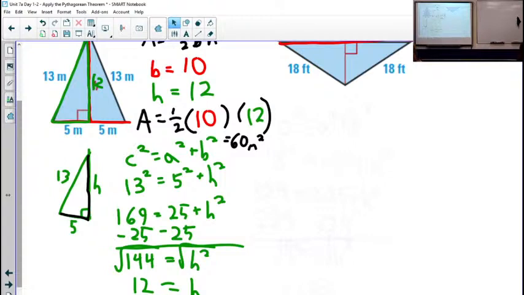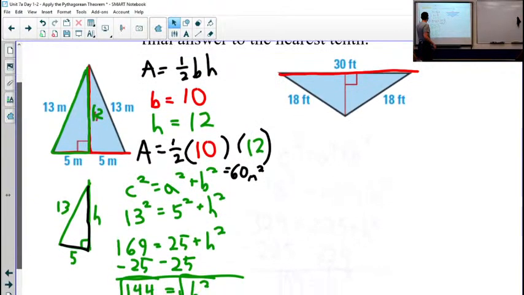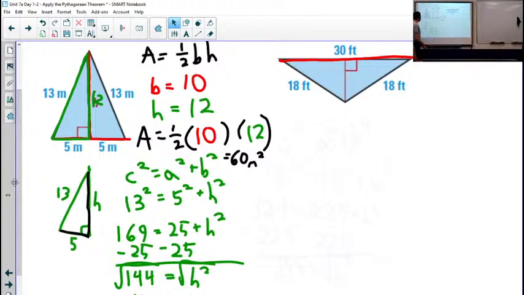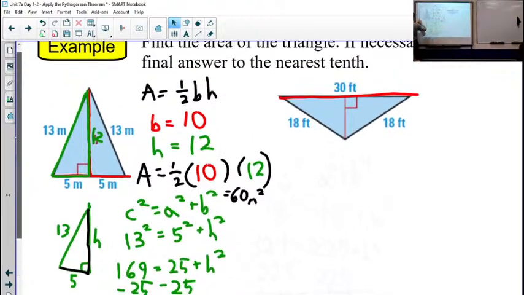So to recap, this process, these problems involve the area formula, 1/2 base times height. And the process is either we don't know something about the base or we don't know something about the height, and we need to solve for it with Pythagorean theorem. That's where Pythagorean theorem comes in. All right? So with that, I want you to try the next example.